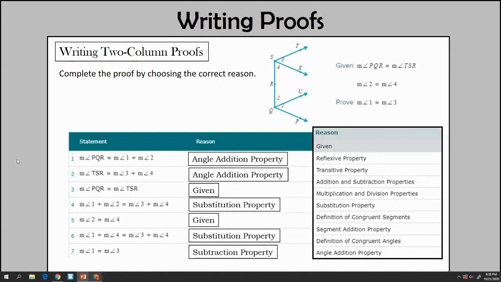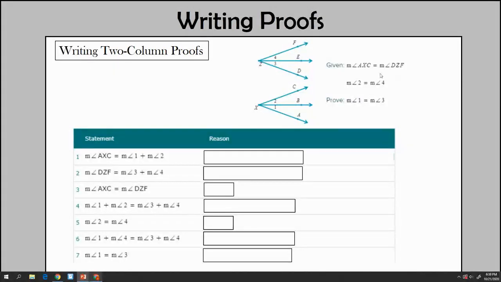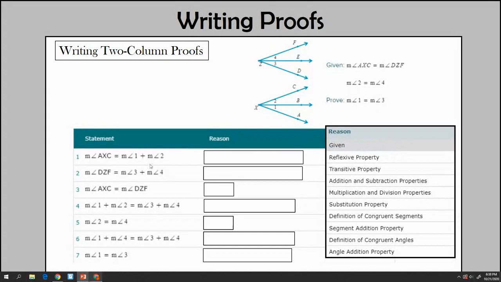Okay, let's do one more. Again, I have some angles given to me. I'm given information about them. So angle AXC down here, AXC is equal to DZF. Angle 2 and angle 4 are equal to each other. We got to prove 1 and 3 equal to each other. You start to see this after you do a few of these. So again, pop-up box will come up here, the measure of angle AXC. So AXC is this angle, and it says it equals the measure of angle 1 plus the measure of angle 2. That's angle addition. DZF equals measure of angle 3 plus measure of angle 4. Okay, angle addition property.